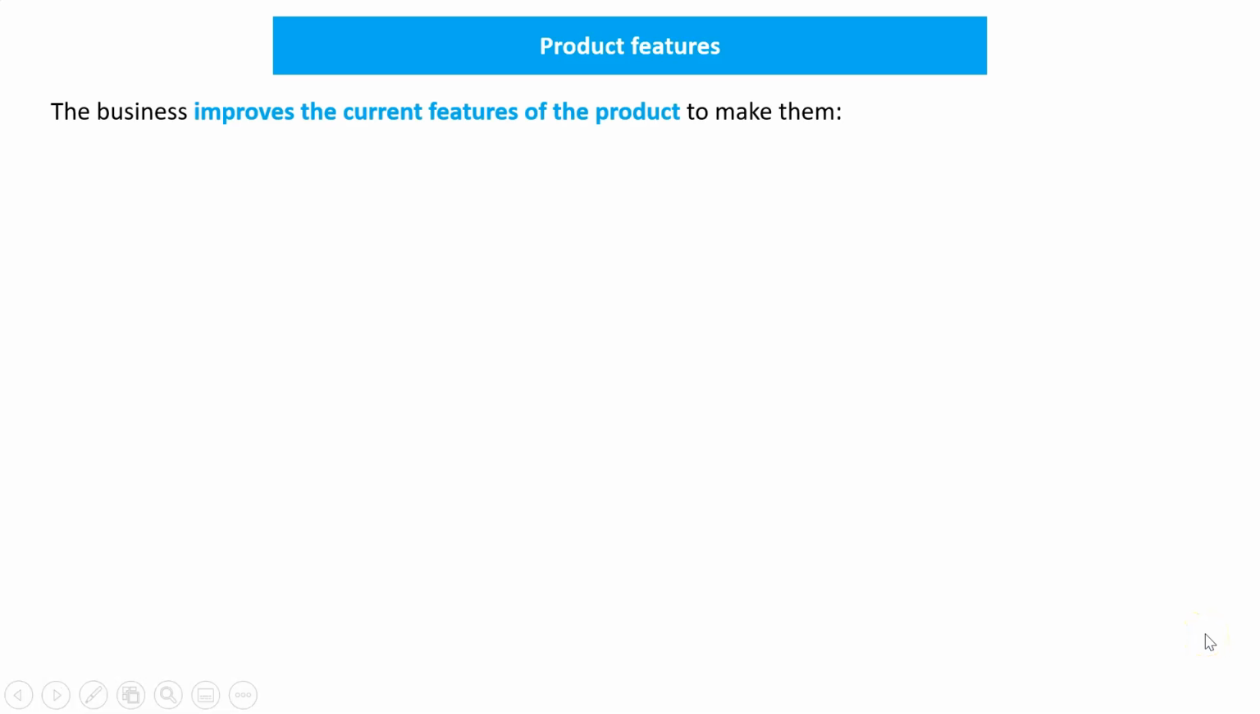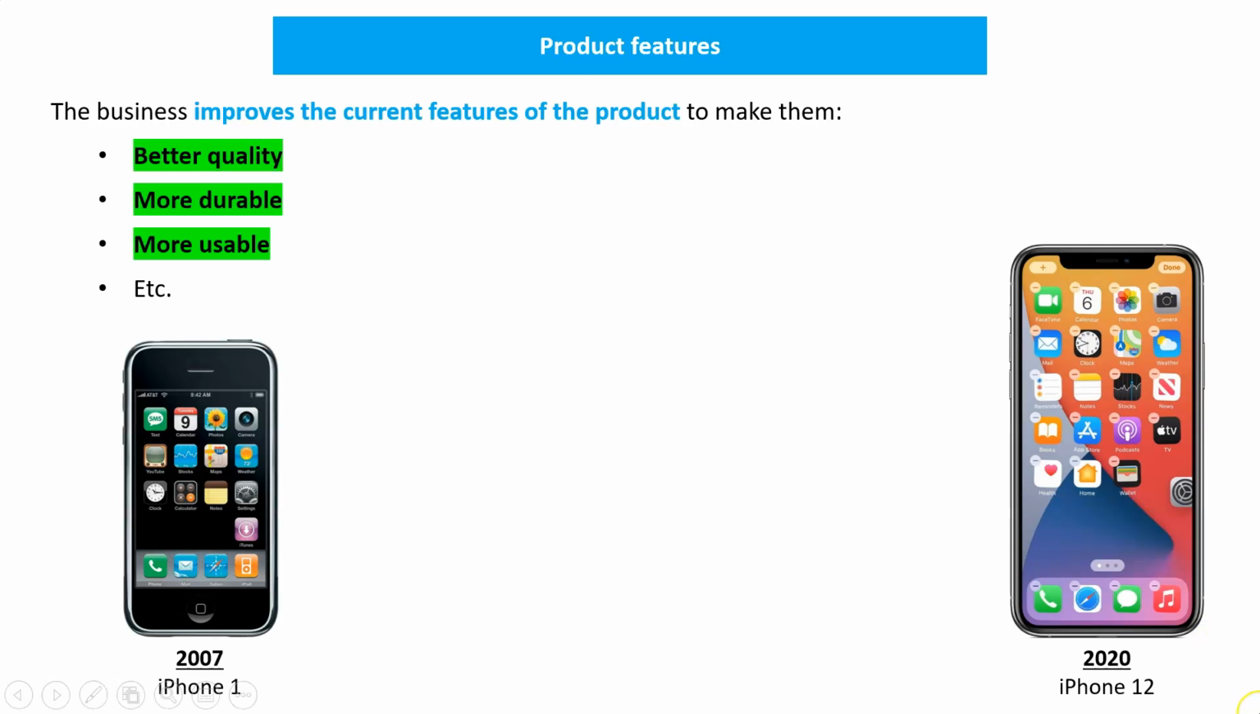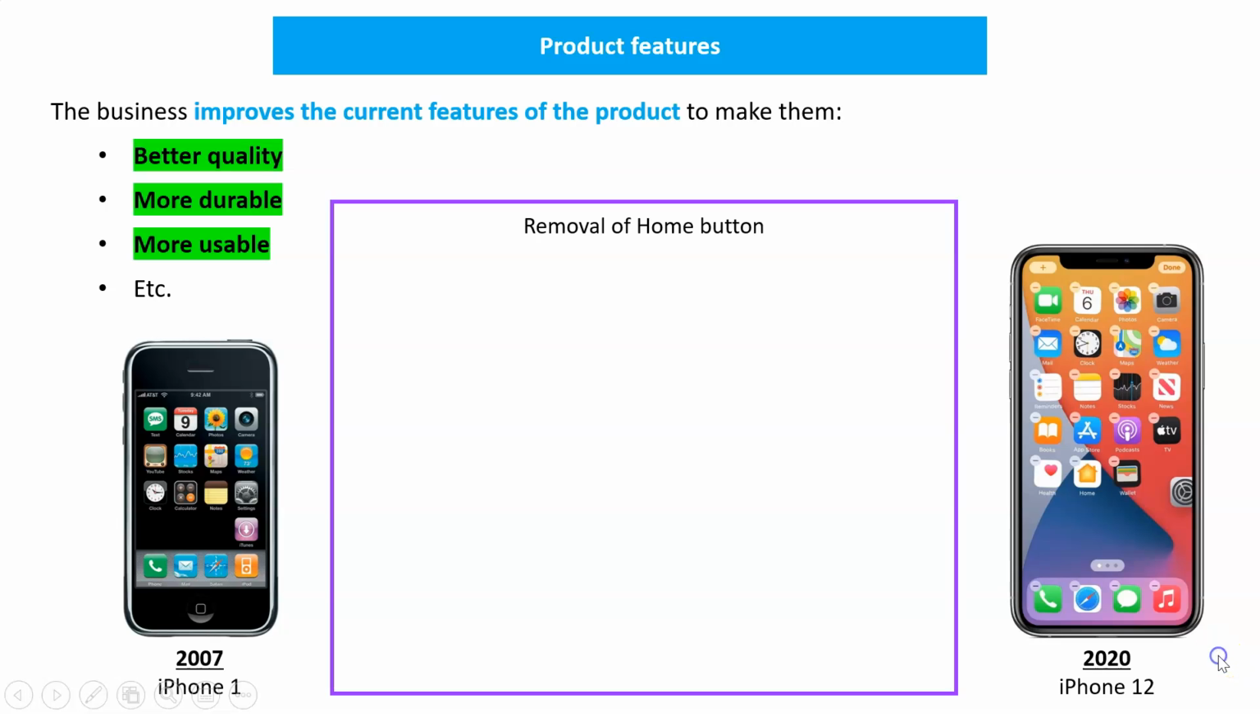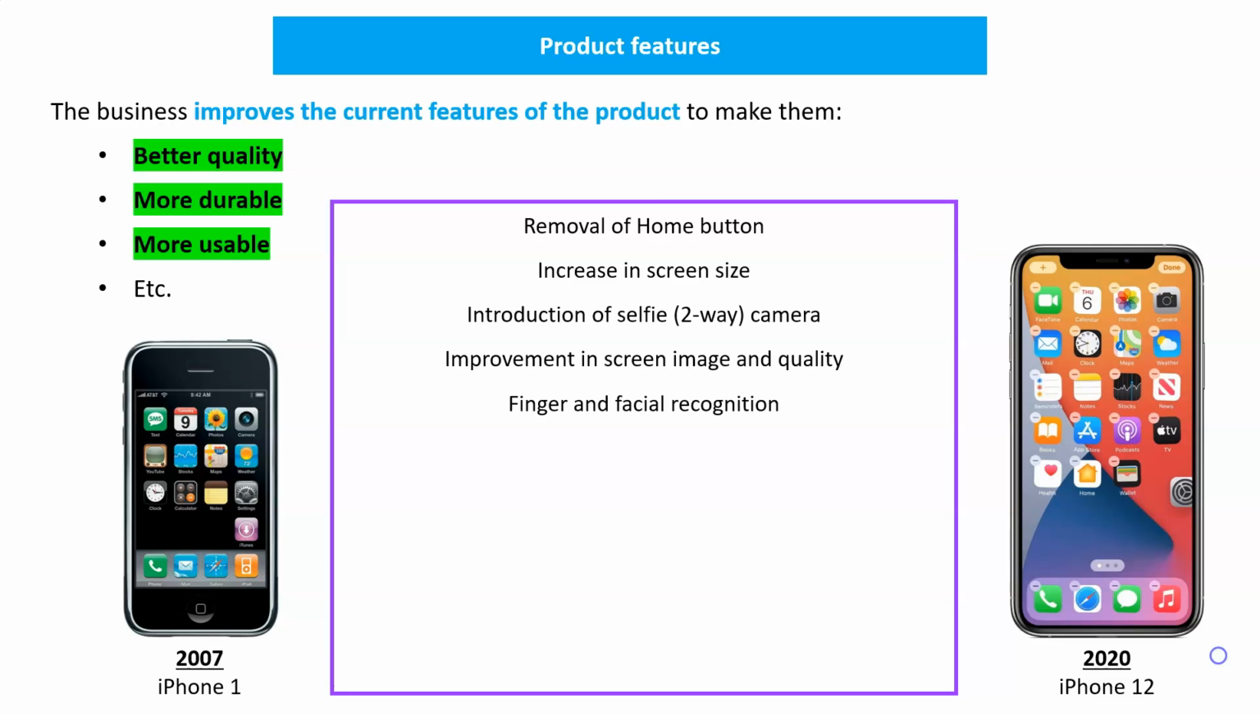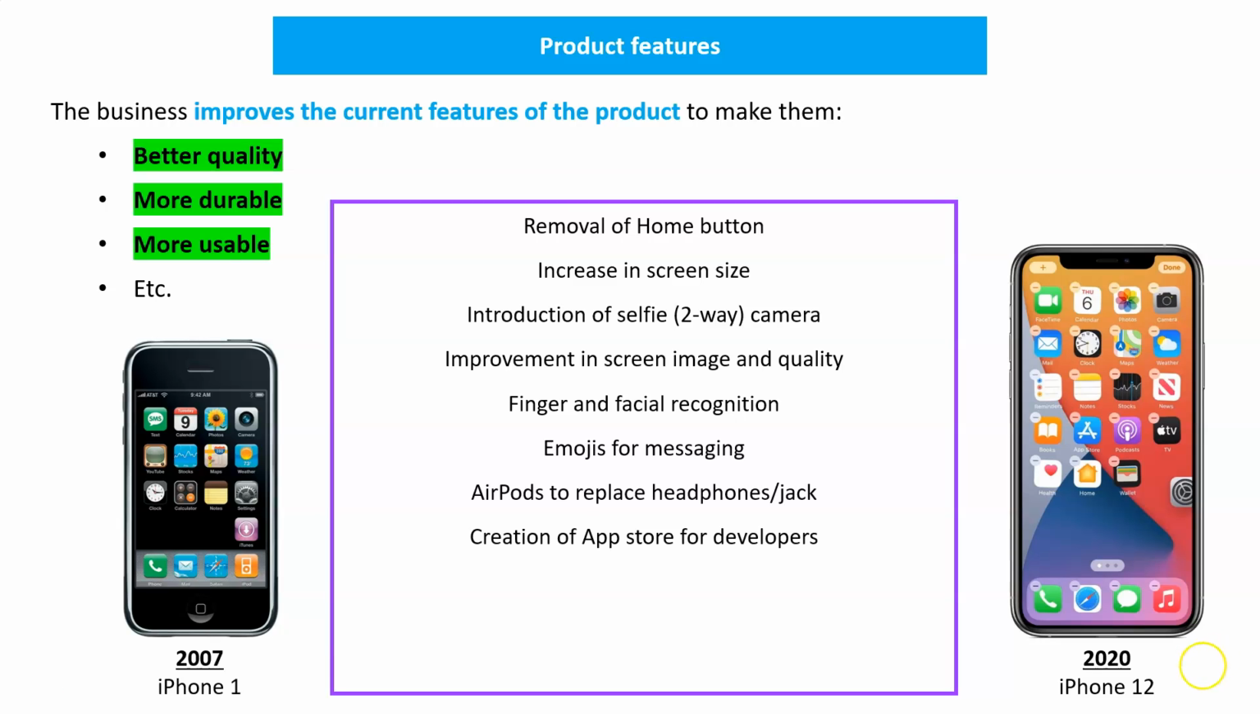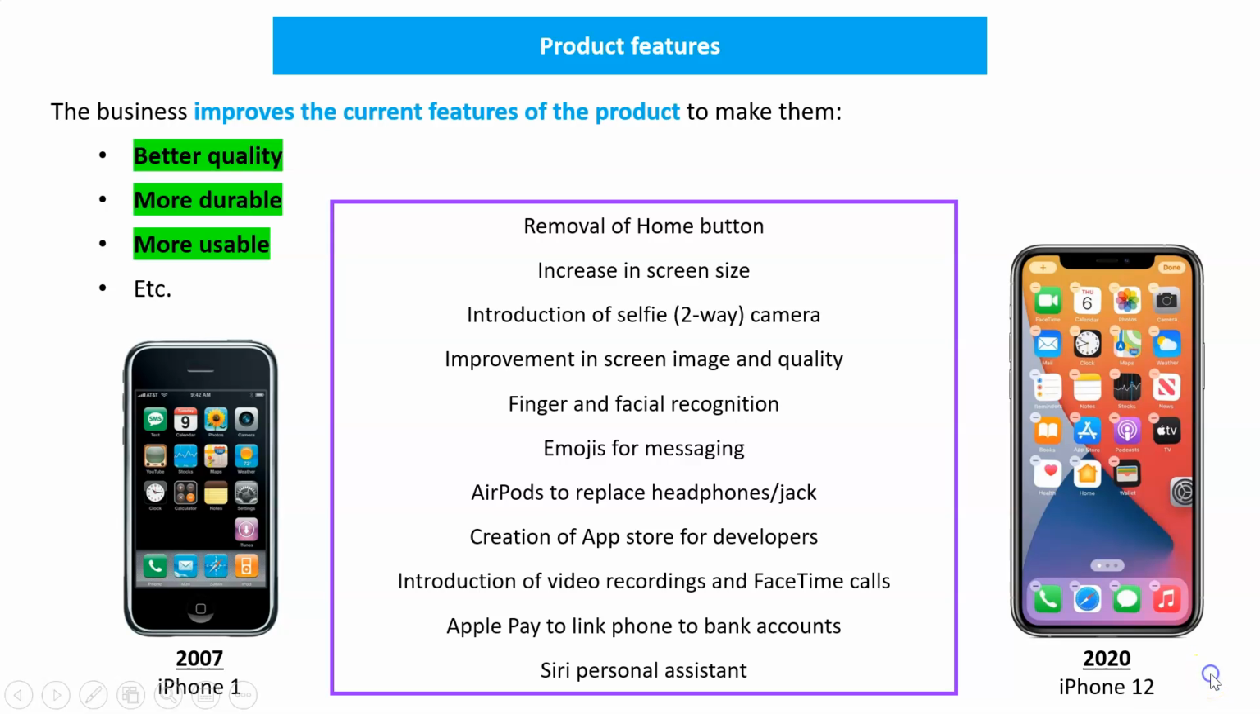Let's say, why don't we just improve the current features of the product to make it better quality, more durable, more usable, etc. It might seem like the iPhone doesn't change much from year to year, but it does a little bit. But if you look at it over a longer period of time, from 2007 to 2020, you can look at all the ways this product's been improved to keep loyal customers. Got rid of the home button, increased the screen size, two-way selfie camera, screen image and quality is better, the battery's better. What else? We've got emojis, we've got AirPods, and no headphone jack anymore, App Store, FaceTime, etc. So great developments of the existing product, just improving the features of it.